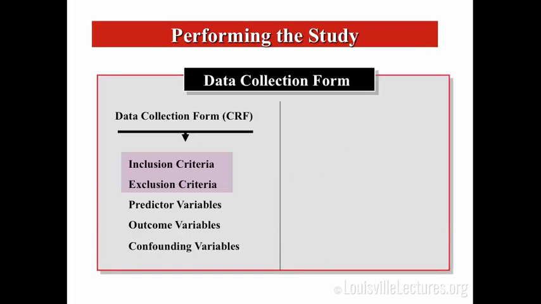Inclusion and exclusion criteria. Basically, these are the things, the variables, the items that are going to define the population that is going to end up in your study. Okay? And everybody has heard about inclusion and exclusion criteria. So the question many times is, how do you decide your inclusion and exclusion criteria?